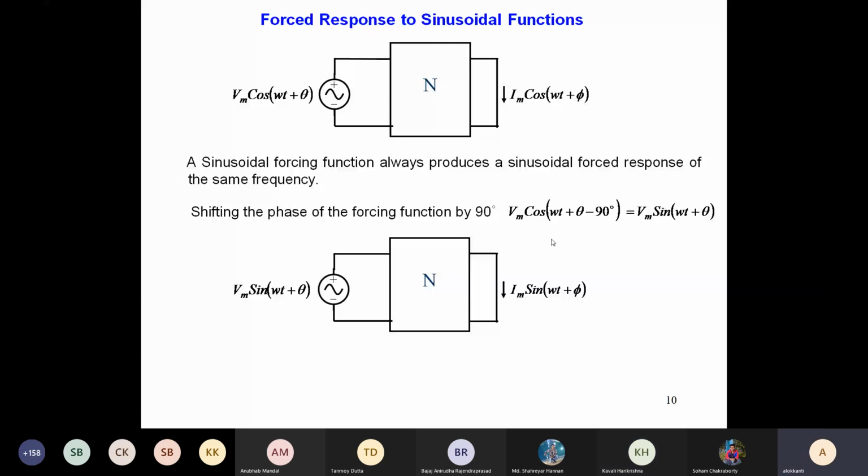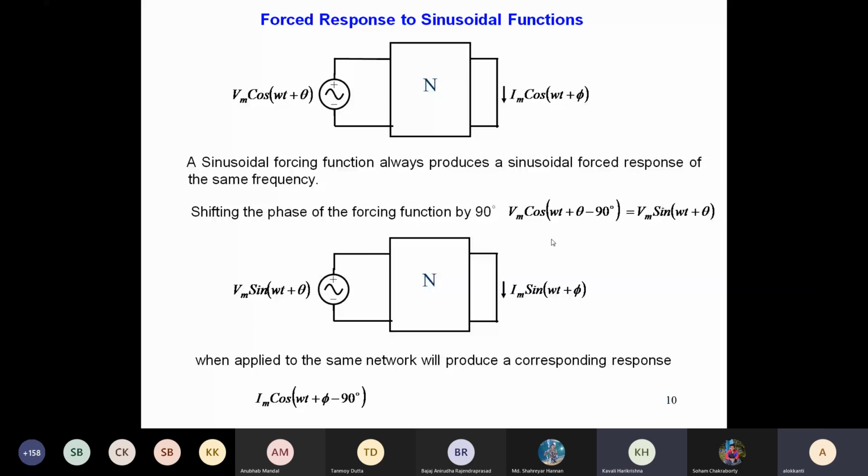So what does this lead to? If you put Vm sin omega t plus theta, it will lead to Im sin omega t plus phi. So it will generate a corresponding response. If you put a sine wave as input, your output will also be a sine wave. If your input is a cos wave, your output is a cos wave. So how do you get this? Im sin omega t plus phi is basically Im cos omega t plus phi minus 90 degrees, which is equal to Im sin omega t plus phi.